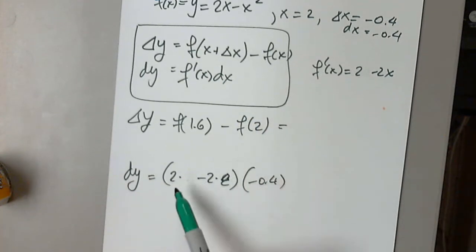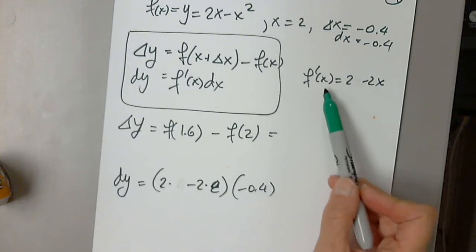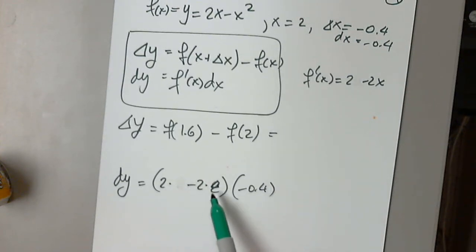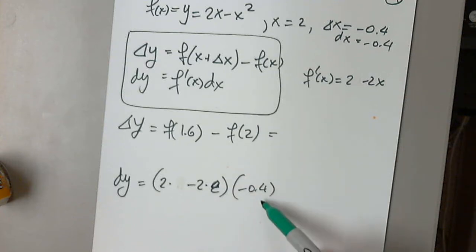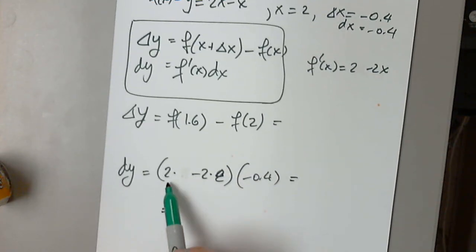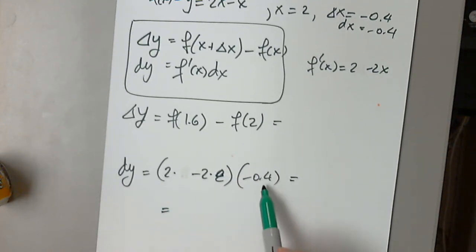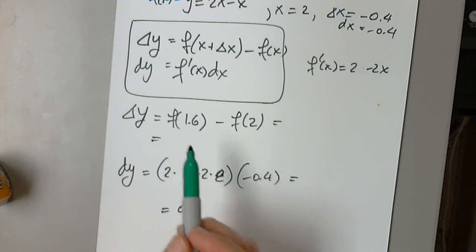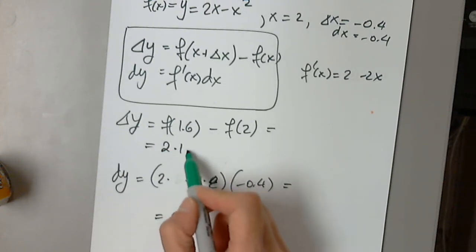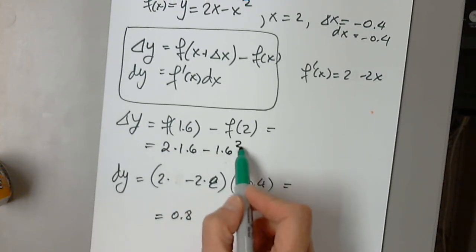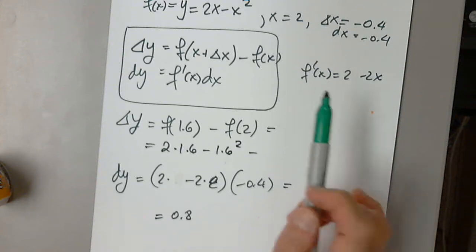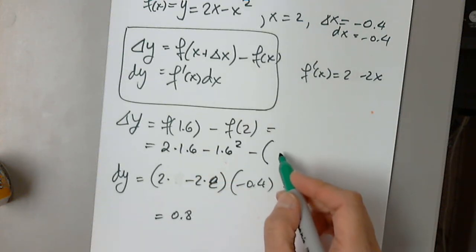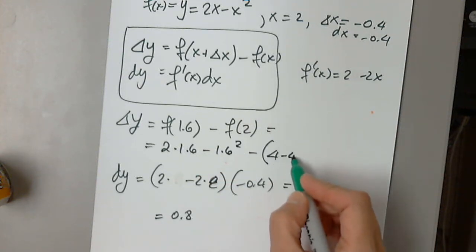So f prime of x is 2. I replaced 2: 2 minus 2 times 2, and dx is negative 0.4. So this is 2 minus 4, which is negative 2, times 0.4, which is 0.8. Let's see what we get with the exact: 2 times 1.6 minus 1.6 squared minus f of 2, which is 4 minus 4.